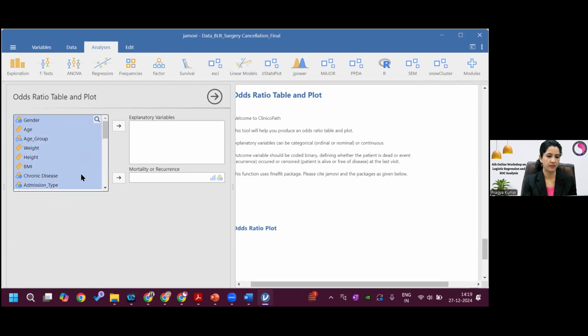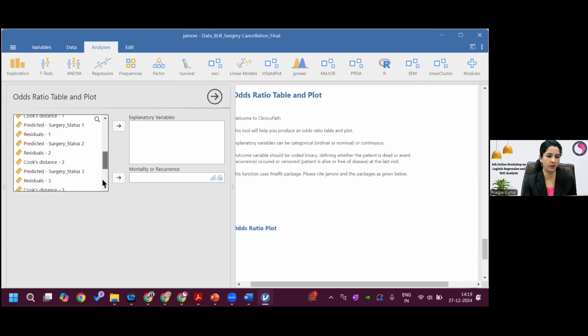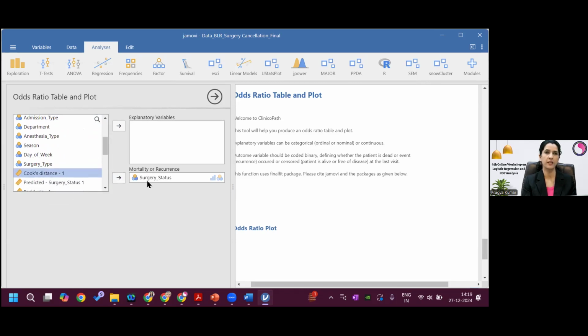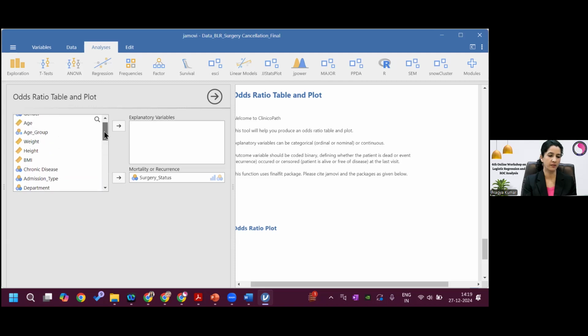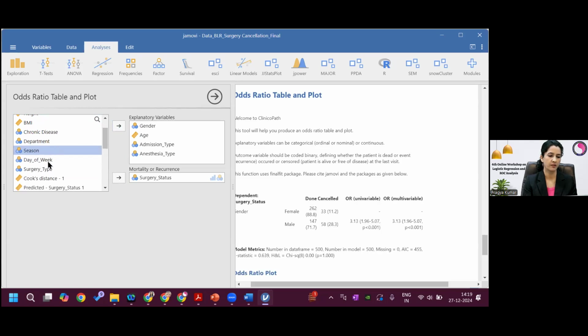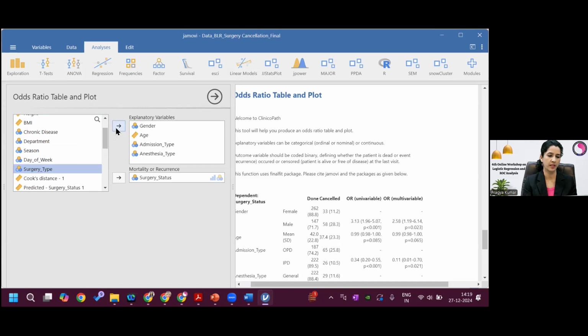Here, you first enter the categorical variable, the surgery status, which is my dependent variable. So my dependent variable is surgery status, and then all the other variables. Let's see, I will move age, gender, then BMI. BMI was not significant. Chronic disease was also not significant. So admission type, anesthesia type, and then days of the week. I'll also show it with the surgery type.